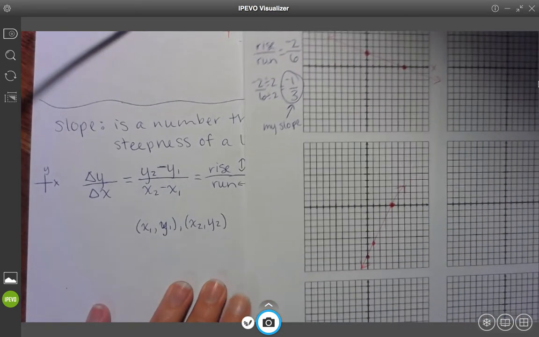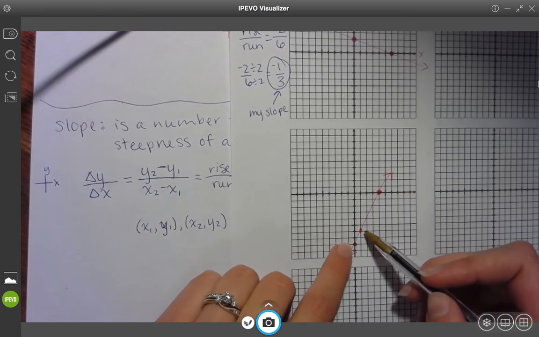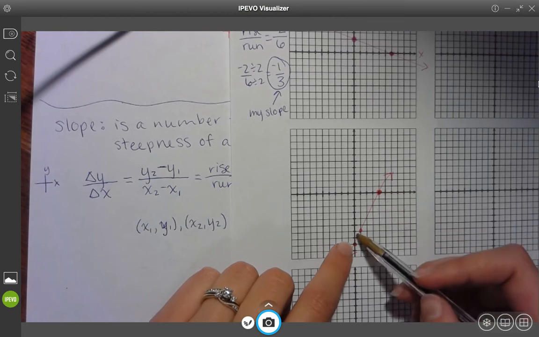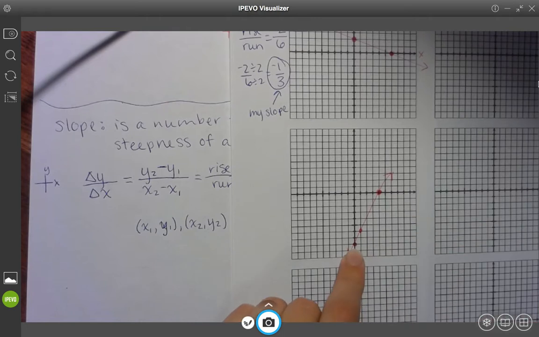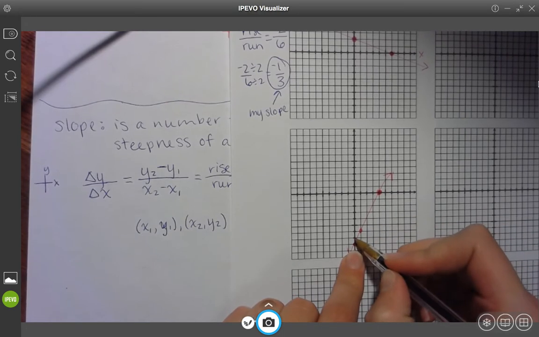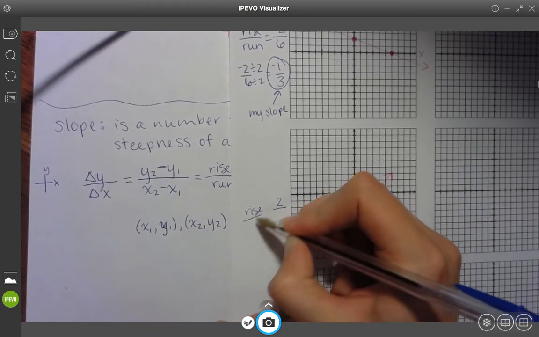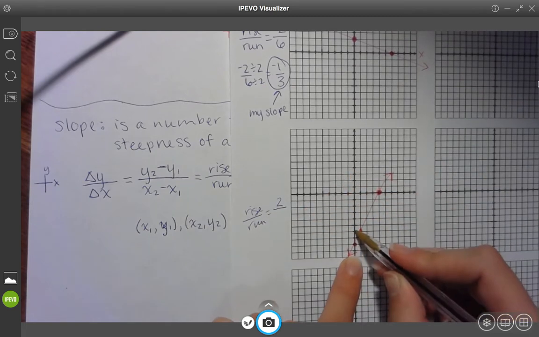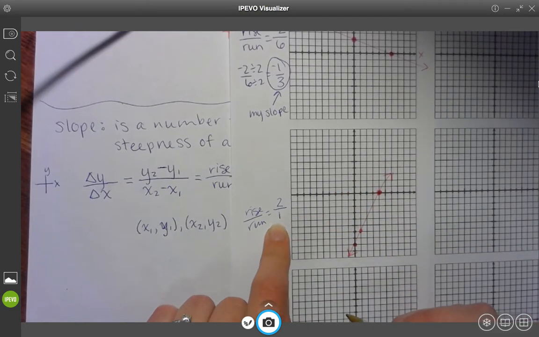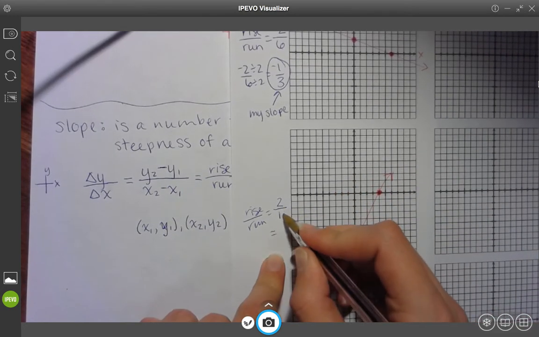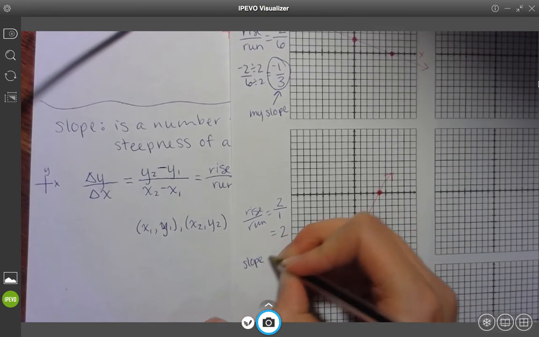So let's do the same thing here. We'll start at a left point, and we have 2 points here that could be considered left. We could end at this point, or we could find the slope from this point to that point. That might be easier. Let's do that. We start at our leftmost point, count our rise. So we go up 2. Our rise is 2. Let's write this again: rise over run. I went up 2, rise 2, over 1. So my run is 1. Now I reduce. 2 over 1 is 2. So slope is 2.